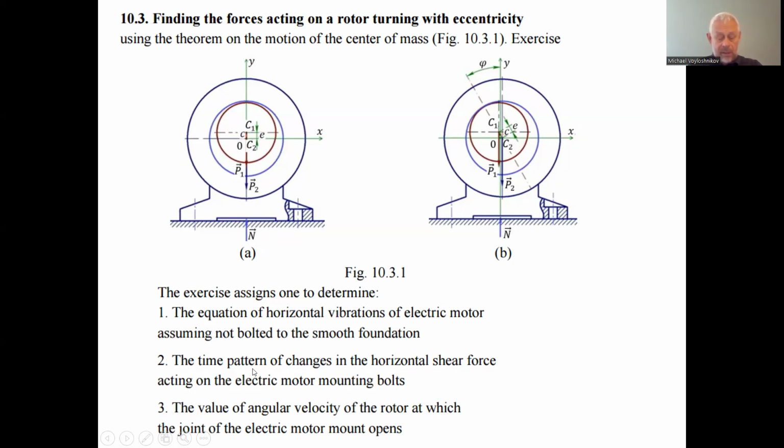We had the time pattern of changes of the horizontal shear force acting on the electric motor mount bolt. That time pattern is like a trigonometric function, a sine-shaped dependence of the horizontal shear force, and the amplitude of this. The frequency of this pattern is the frequency of the rotating of the rotor, and the maximal magnitude we got is the eccentricity multiplied by the mass of the rotor and multiplied by the squared angular velocity, that is characteristic of the normal acceleration.